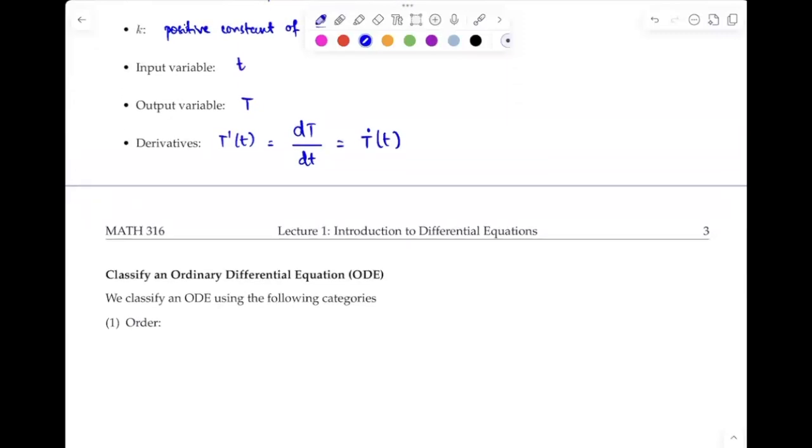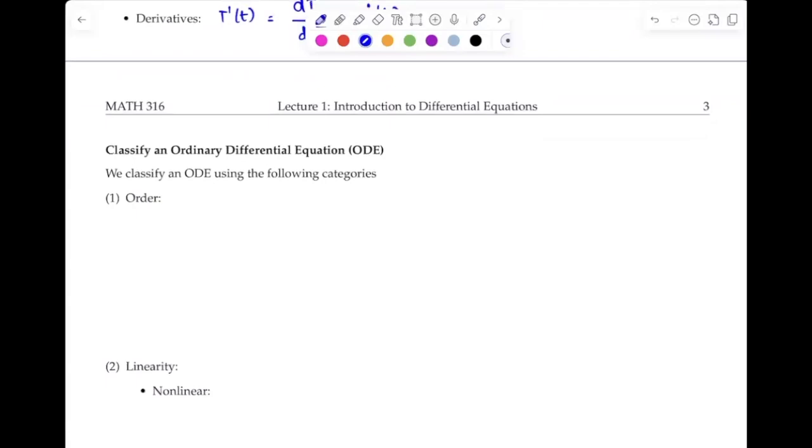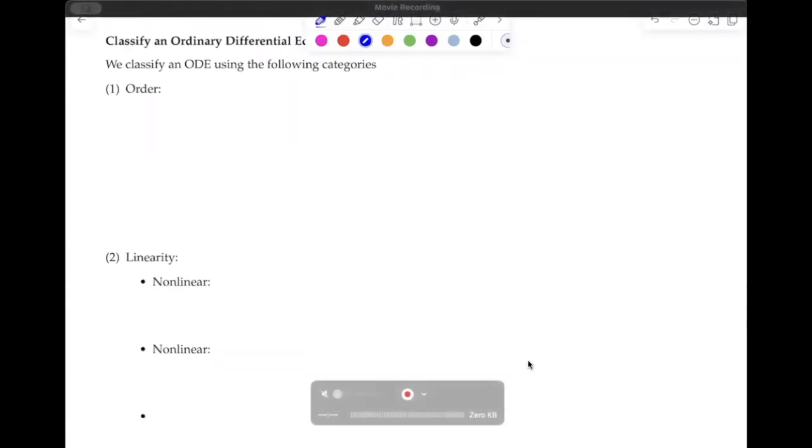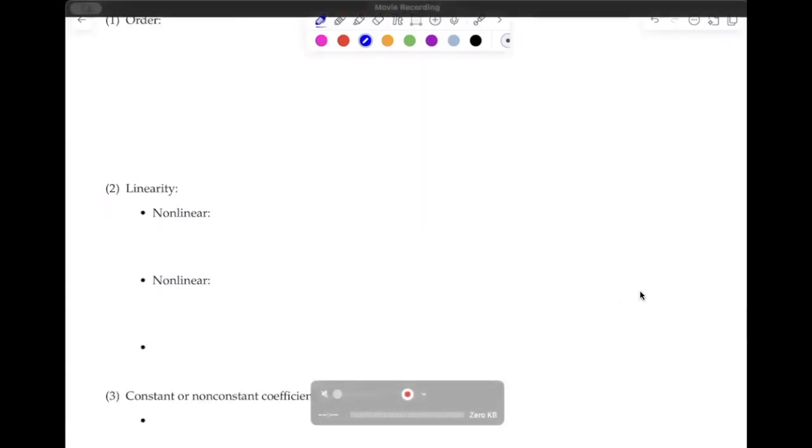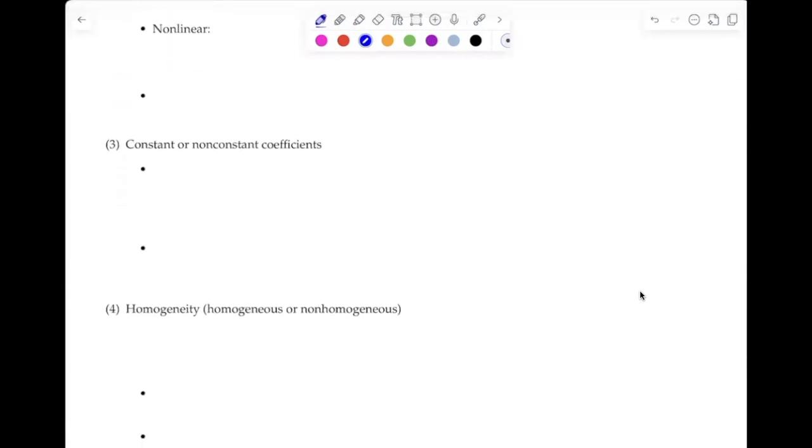So now we need to classify the ordinary differential equations. We use 4 different categories to classify differential equations. The first one is the order of the differential equations. The second one is the linearity. Is the differential equation linear or nonlinear? The third one is whether it has constant coefficients or non-constant coefficients. And the last one is the homogeneity. Is the differential equation homogeneous or non-homogeneous?